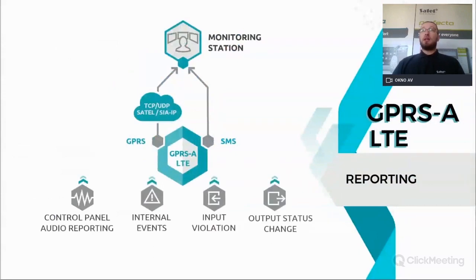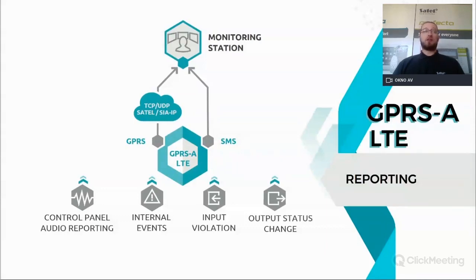Okay, GPRS-A and LTE have the same functionality. The only difference between them is just the type of modem, so the communication with a GSM provider. So the rest of it is exactly the same. So for reporting to the monitoring station, you can use GPRS or SMS with the GPRS-A. So you have the possibility to communicate with almost any kind of monitoring station that supports Contact ID and SIA.